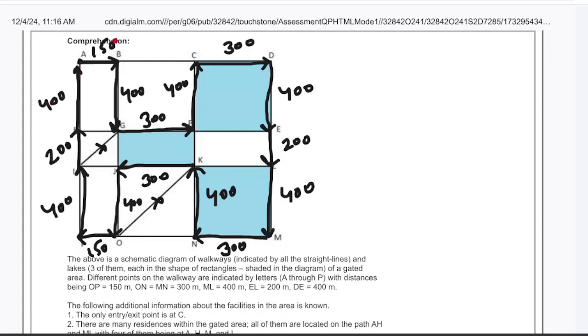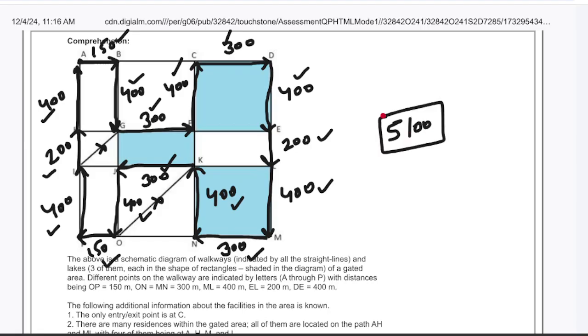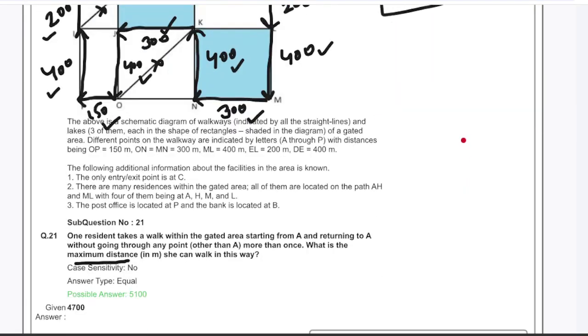Now let's add everything. 150, 550, 850, 1250, 1550, 1950, 2150, 2550, 2850, 3250, 3550, 39, 4100, 45, 47, and 400, 5100. So 5100 meter, that is the maximum distance we can go through, and that is the answer here.